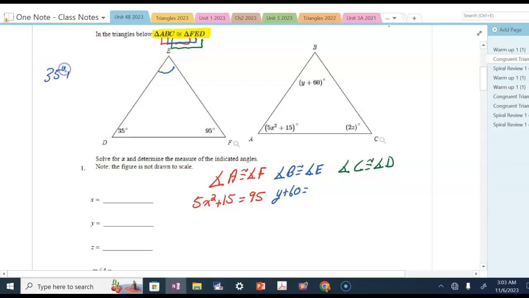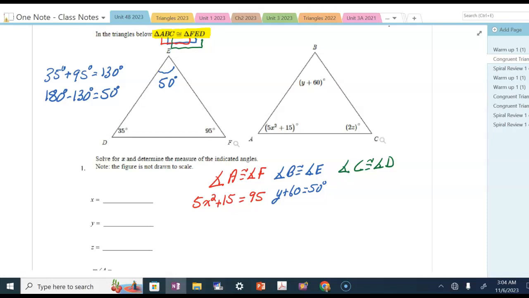So I'm going to say 35 plus 95. I'm going to use my calculator, and I get 130. Then I need to subtract that from 180 to get angle E is 50 degrees. And then for C, we know it's 2Z, and that's equal to angle D, which is 35 degrees.